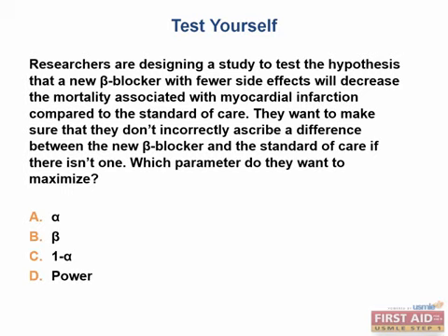The correct answer here is C. Now, the researchers want to minimize alpha, which is the probability of erroneously detecting a difference when there really is none. Hence, they want to maximize 1 minus alpha. So this sort of required you to make an additional step to get to the right answer.